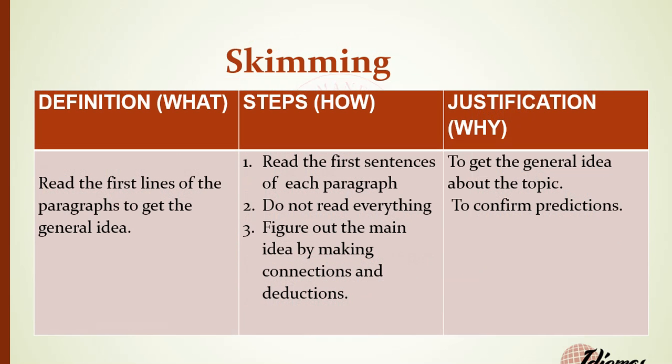Okay, now let's talk about the skimming. Skimming is a reading strategy that is about getting the general idea of the text. So, what do you do? You read the first lines of the paragraphs to get the general idea. How? As I said before, you read the first sentences of each paragraph. You don't need to read everything, especially when you have words that you don't understand. It's not necessary that you understand every single word because if you understand the topic, probably if you don't understand a word, by the context you can infer the meaning of the word. And by doing that, you can figure out the main idea by making connections and deductions.